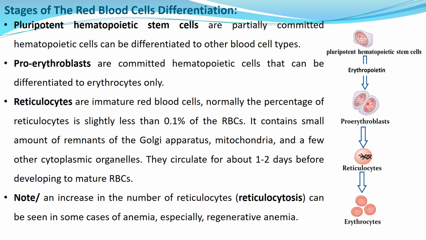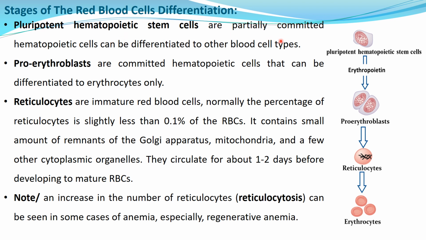Into pro-erythroblasts. So the pro-erythroblasts are committed hematopoietic cells that can be differentiated to erythrocytes only. So what you have here, this is a committee. So they can only differentiate into what? Into erythrocytes. But in the case of pluripotent hematopoietic cells, we said partially committed.